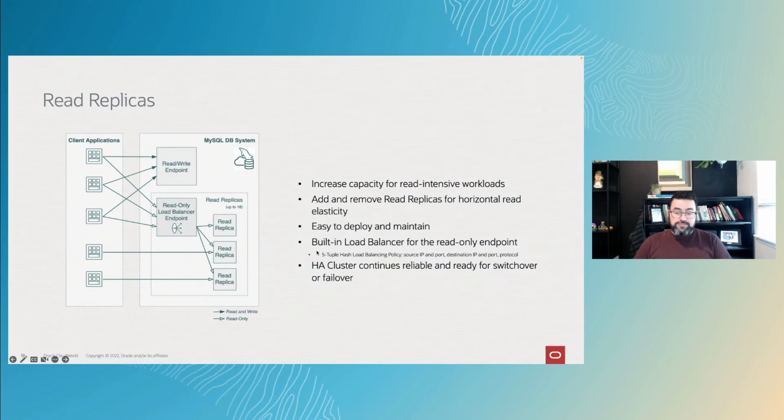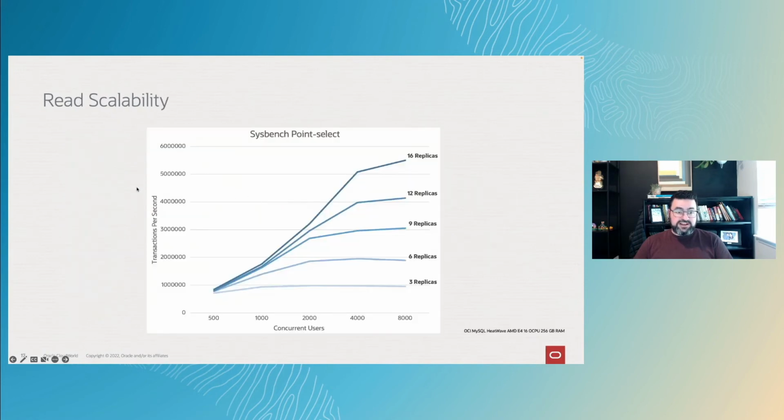It's really easy to deploy. It's a one-click operation as well. And as I said, you have the built-in load balancer that is based on this 5-tuple hash load balancer policy. So we get the source IP and port, destination IP and port, and protocol. So we ensure that the connections flow to the right replica. And the HA cluster continues reliable and ready for switchover because the replicas are independent from your read-write HA cluster. So this is really resilient and scalable.